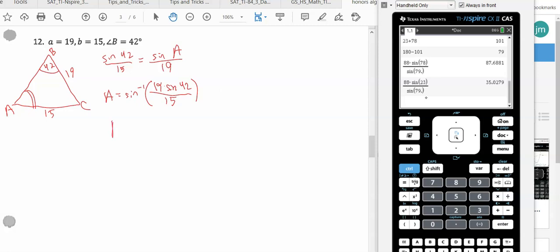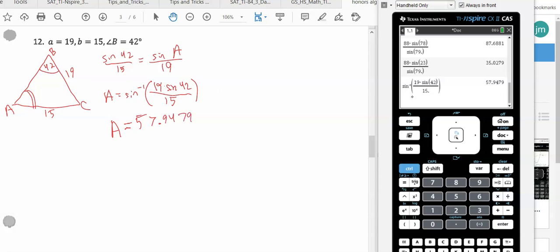Okay, so A equals, I'm going to do this because I'm pretty sure this is going to be a two-solution problem. So I'm just banking on that. Let me go ahead and type it in. 19 times sine of 42 divided by 15. So far, we know it has at least one triangle, 57.9479.